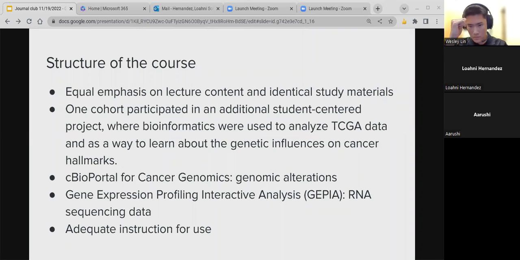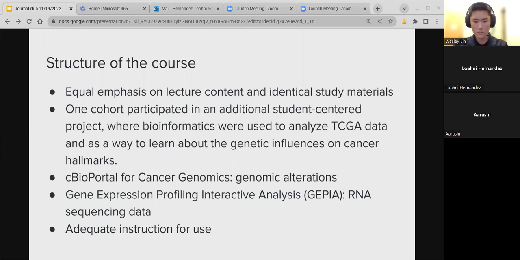Looking at the structure of the course, as mentioned previously, students participated in this study and they were enrolled in a specific biology course. This course ensured that among both semesters of the study, fall 2019 and fall 2020, there was equal emphasis on lecture content and study materials. One of these cohorts, however, participated in an additional bioinformatics-based project, which will be the focus of today's methodological analysis.